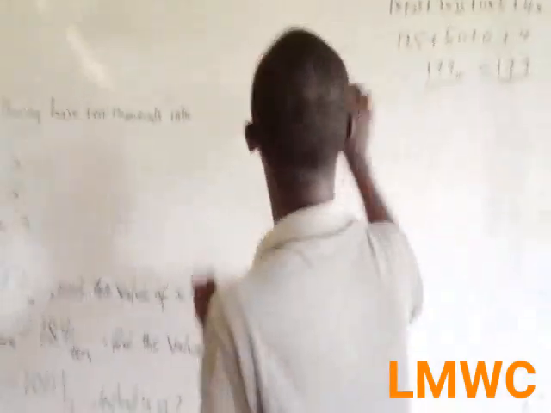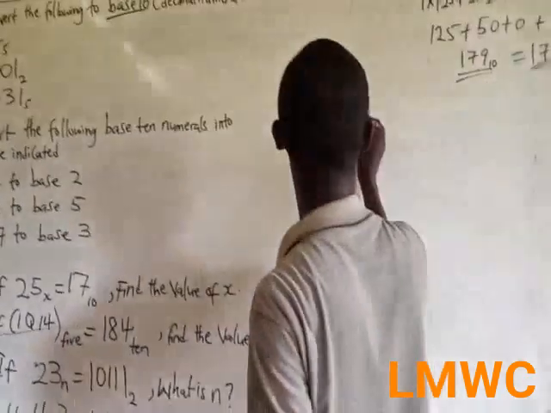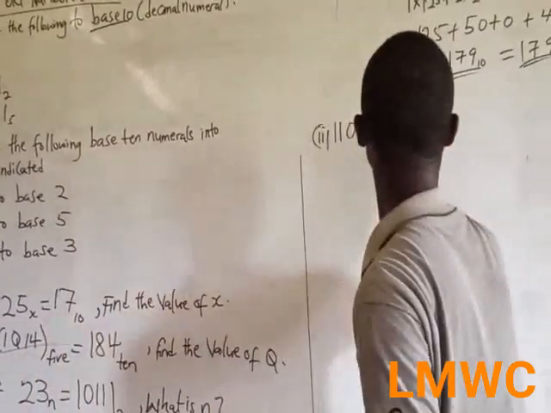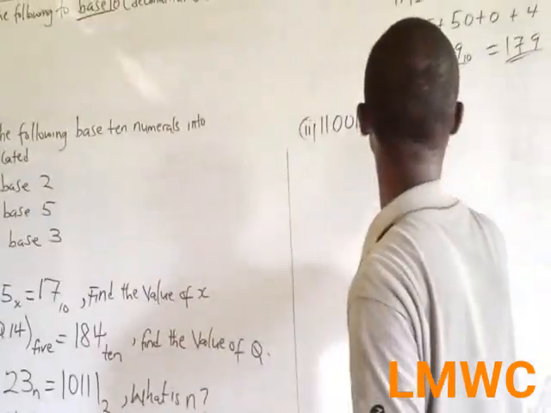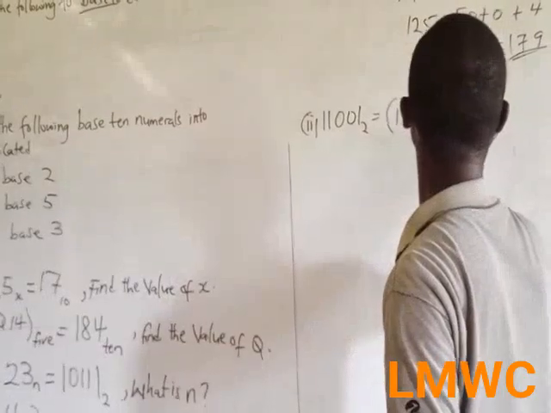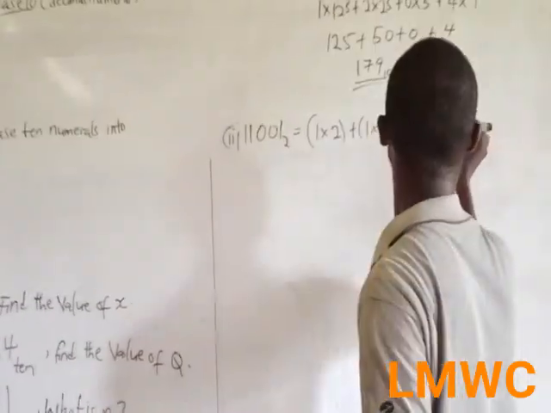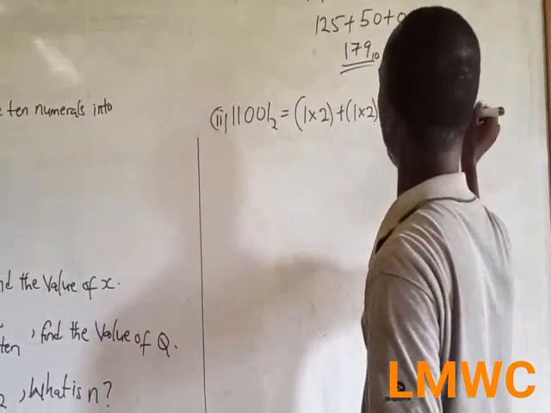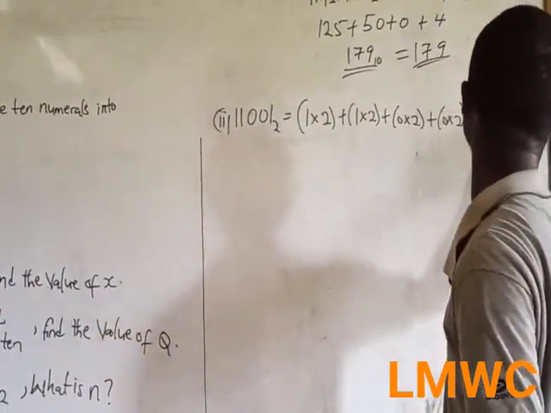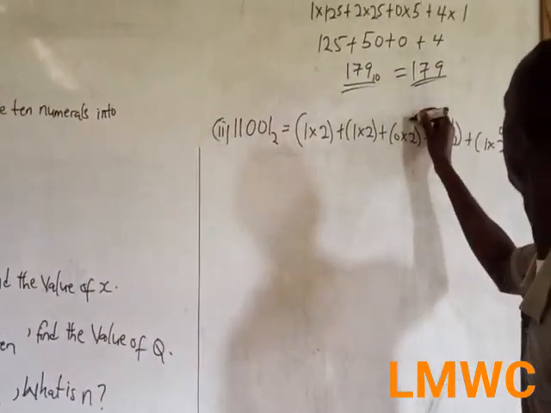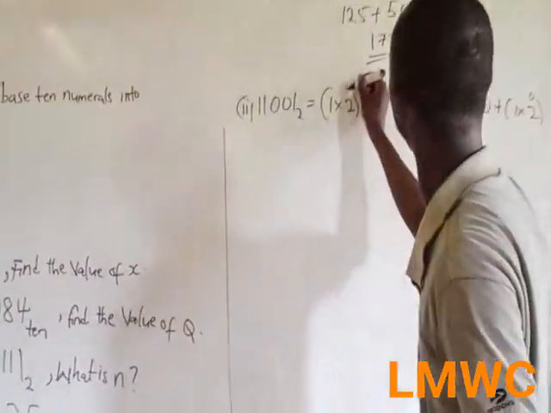(ii) You are given 11001 base 2. So it's the same procedure. 1 times 2, plus 1 times 2, plus 0 times 2, plus 0 times 2, plus 1 times 2. So you name the powers 0, 1, 2, 3, 4.